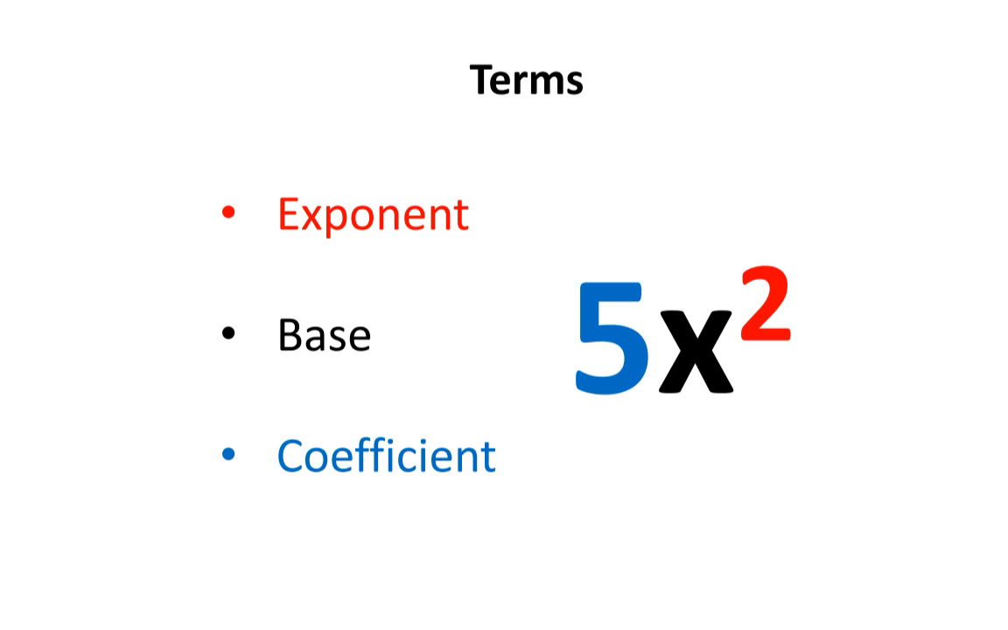In a previous lesson, we learned that a term typically contains three parts: an exponent, a base, and a coefficient. This is an exponent. Positioned directly below it is a base, and positioned directly beside that base is a coefficient.